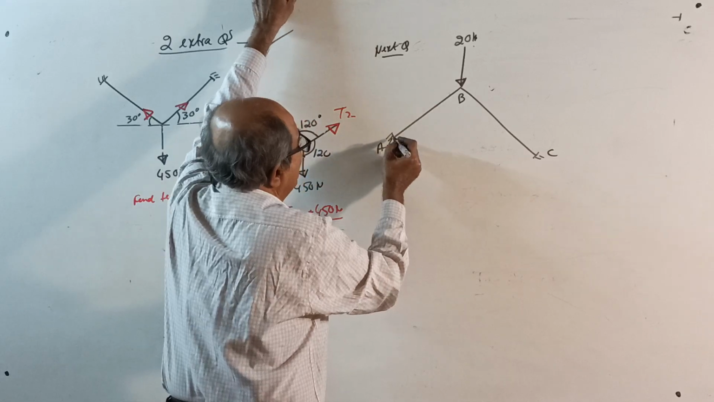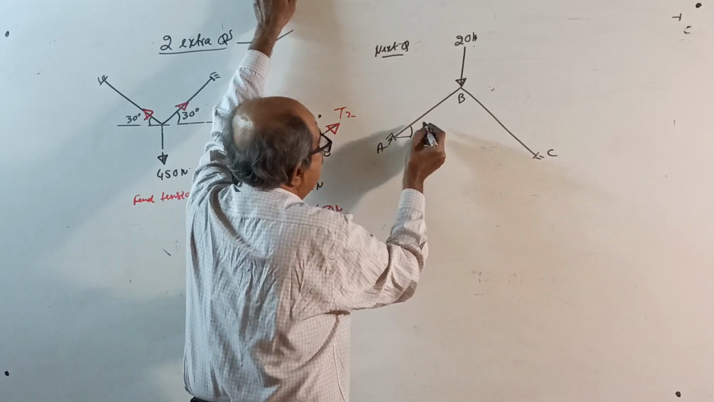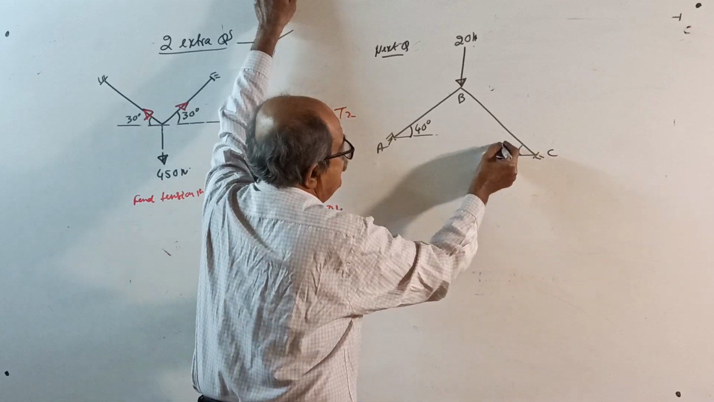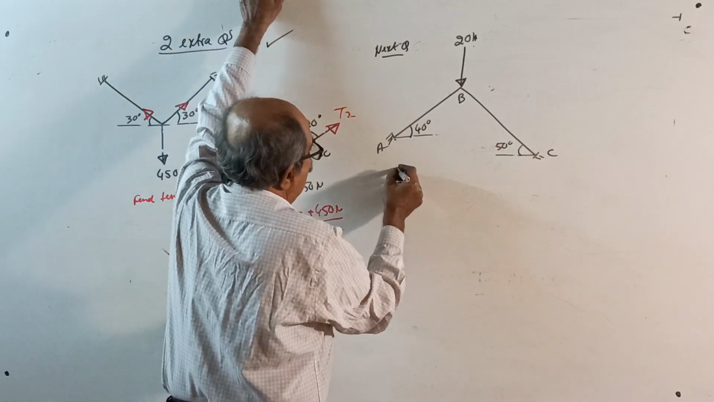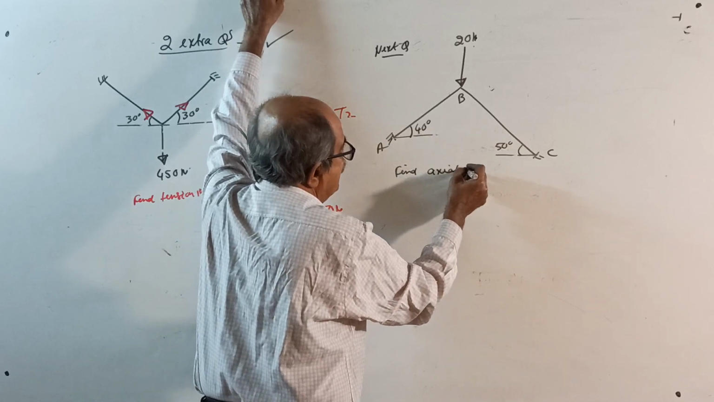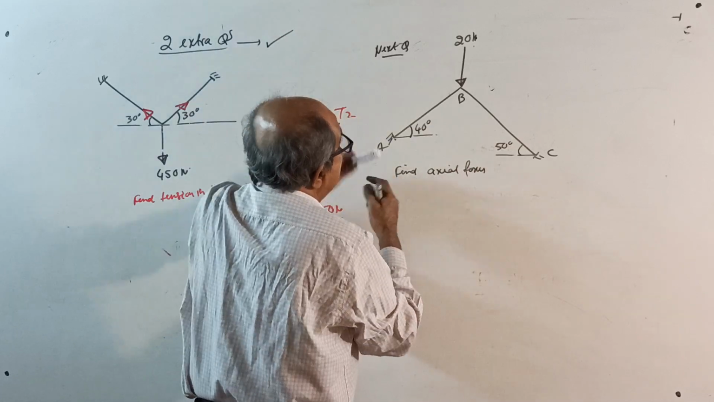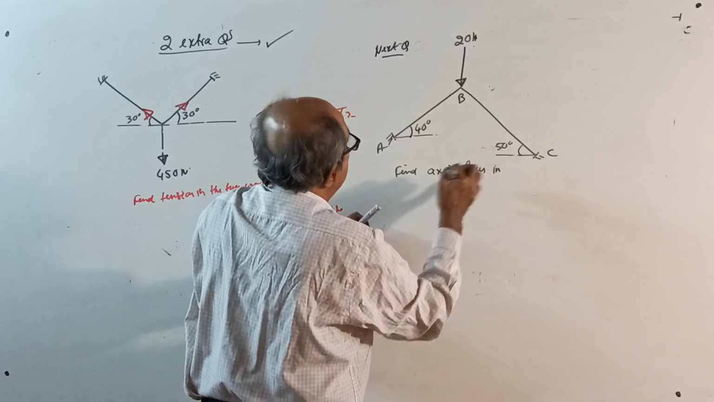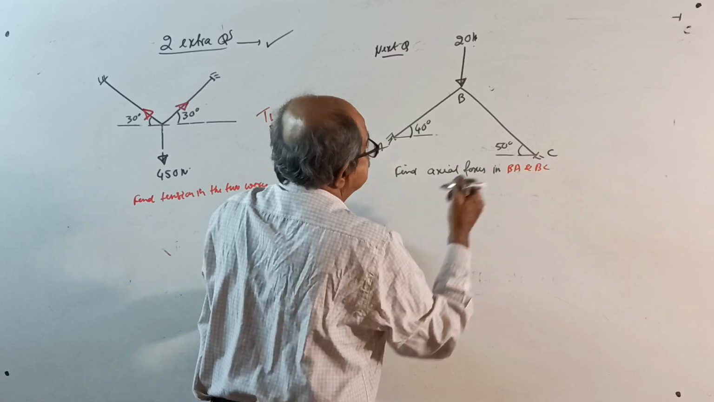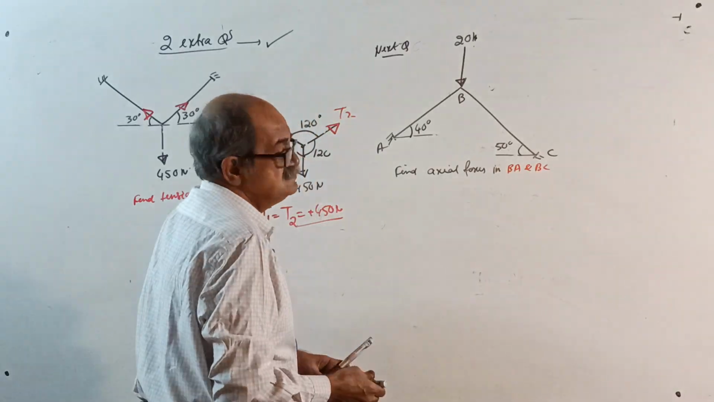Now I will give the angle directly to save time. This is 40 degrees. This is, say, 50 degrees. Okay. Find axial forces in BA and BC is the question. Using Lami's theorem.